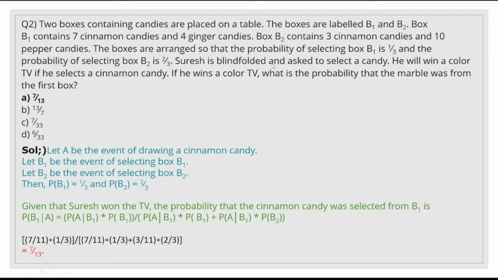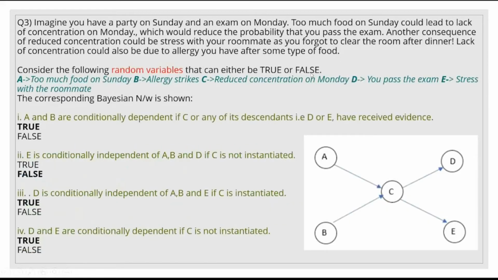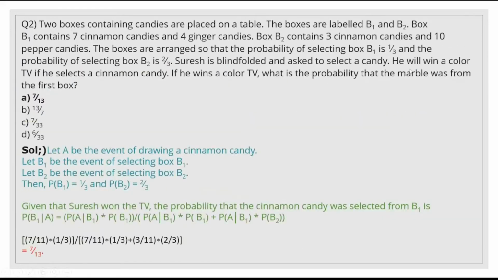Suresh is blindfolded and asked to select a candy. He will win a color TV if he selects a cinnamon candy. If he wins a color TV, what is the probability that the candy was from the first box? Now, here we are given two boxes B1 and B2. There are candies placed in each box.